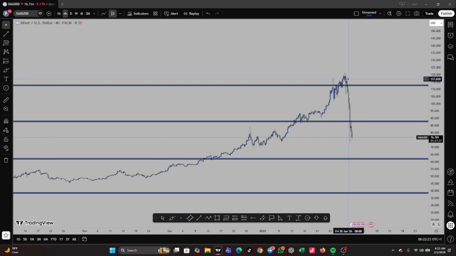In fact, this pullback was beyond my expectation. I was expecting this pullback to this region so that we can continue the rally up, but this was very strong, and a lot of buyers were liquidated in this market. So I'm expecting price to start moving back to the upside. Silver, I am bullish, but no entry confirmation yet.